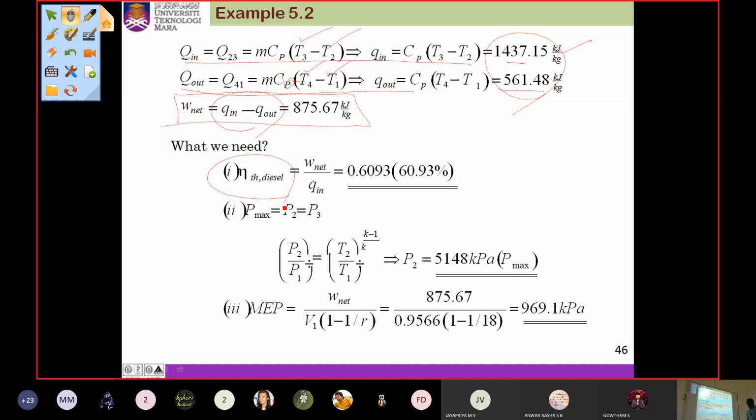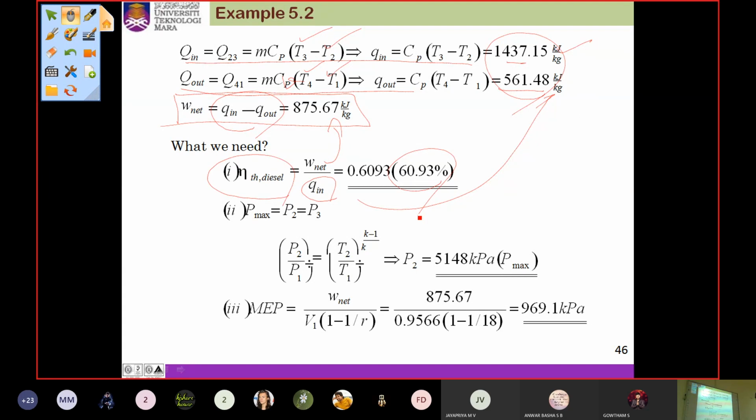That you know, that is W net by Q_in. So we calculated W net here. Then we know the Q_in value. So if we substitute, we can get the thermal efficiency of this diesel cycle will be 60.93%. Right. So the first question we answered.